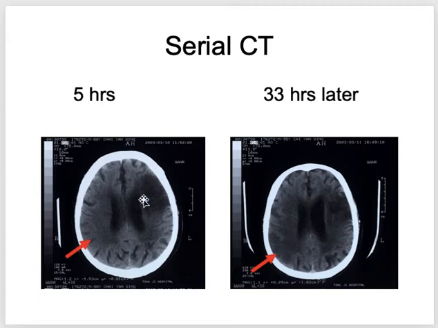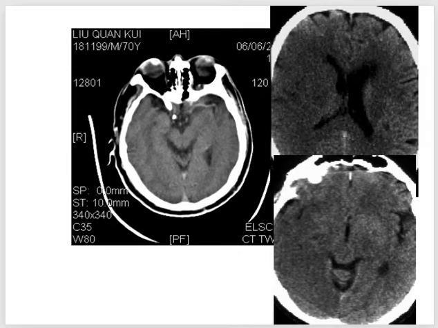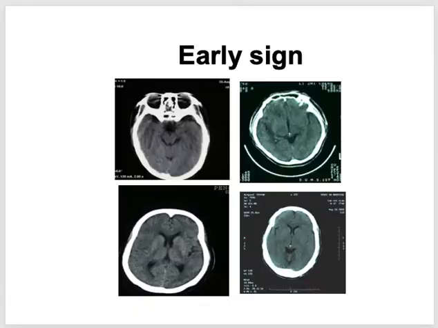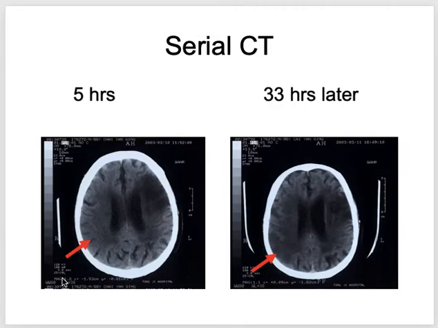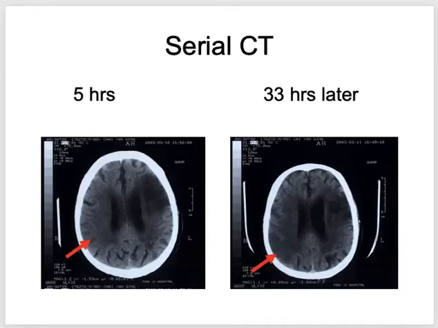But later on, you can see this hypodense area. We can appreciate that hypodense area clearly on CT scan. Okay, so there is the ASPECTS scoring, which we use. Of course, there are also MRIs, but we go for non-contrast CT scan, the first and very important investigation.